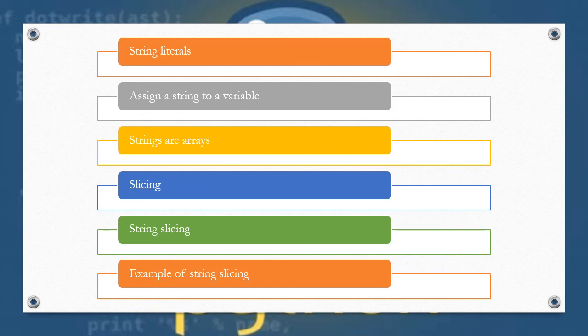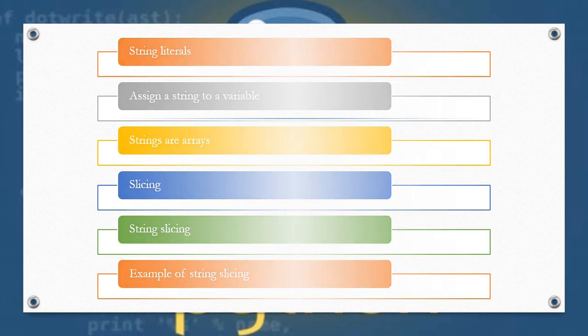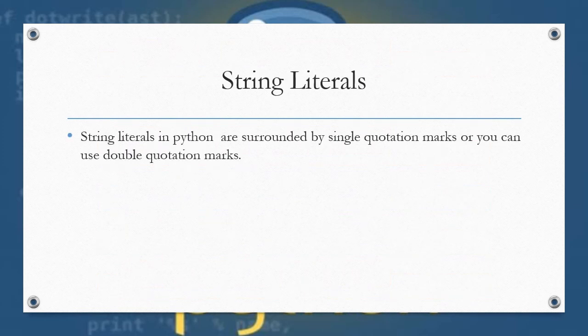So firstly, let's see what we will learn in this video. First, string literals. Assign a string to a variable. Strings are arrays, slicing, string slicing, an example of string slicing. Now let's start our video and let's learn about the string literals.